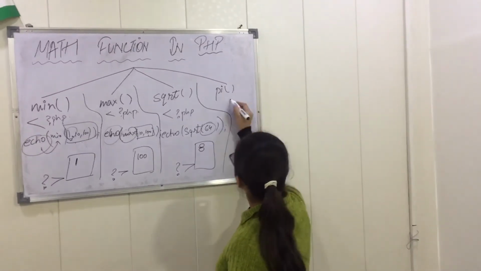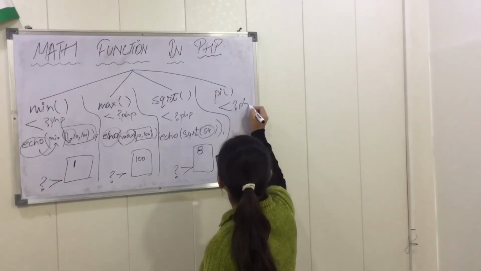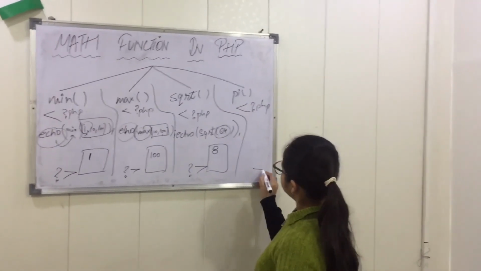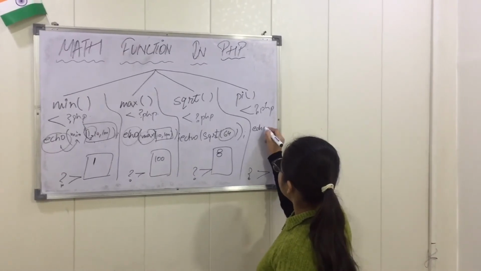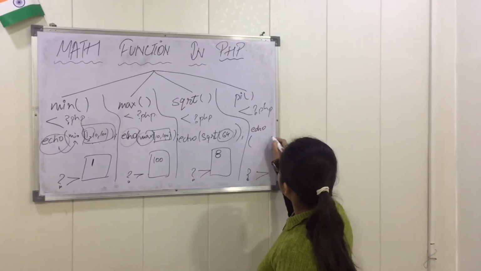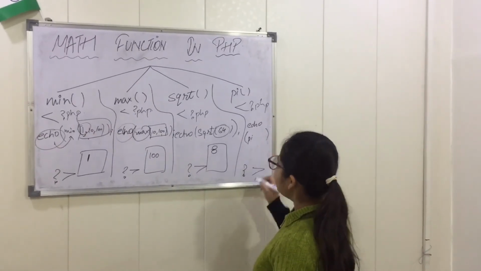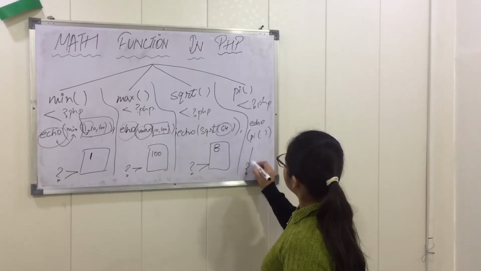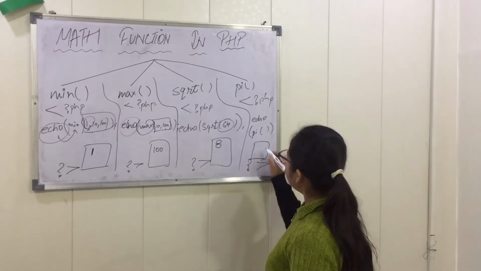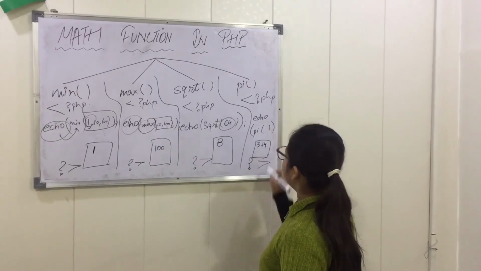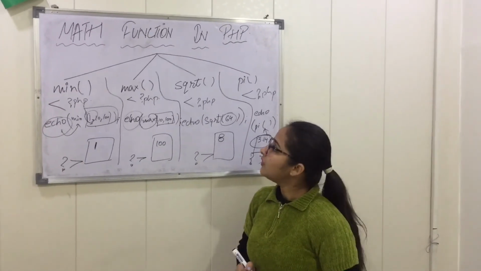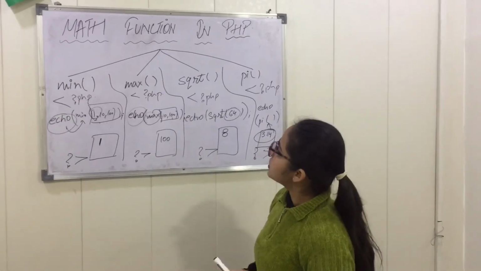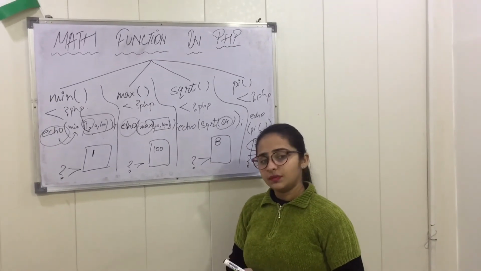After that pi, same PHP tag start, PHP tag closed, in between this echo function, pi and the value. So the display screen will print 3.14, which is the value of pi. So in this way we can use many functions among the math functions which are used in PHP.